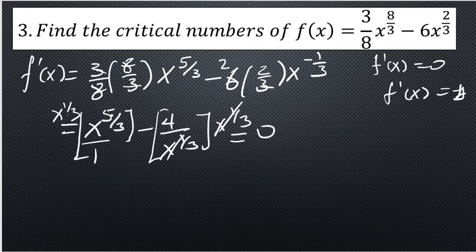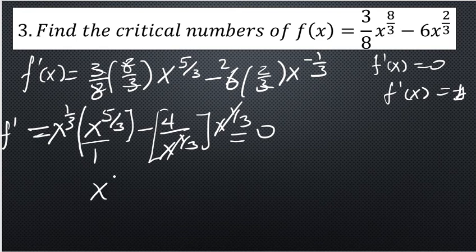Here the exponents will be added, because when you multiply, let's write it properly here, it must be x to the power of 1 over 3. We are solving the derivative of the function equal to 0. When you multiply, the exponents are added, because the bases are both x. So 1 over 3 plus 5 over 3 is 6 over 3, which is x squared. So x squared minus 4 is equal to 0. But take care here, x is different from 0, because we are multiplying by x to the power of 1 over 3. This is one of the critical numbers.